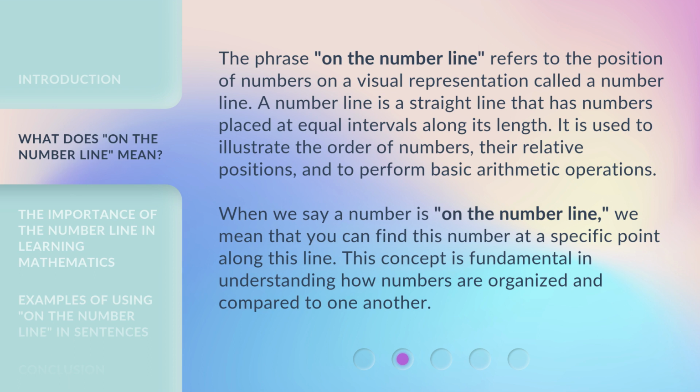When we say a number is on the number line, we mean that you can find this number at a specific point along this line. This concept is fundamental in understanding how numbers are organized and compared to one another.